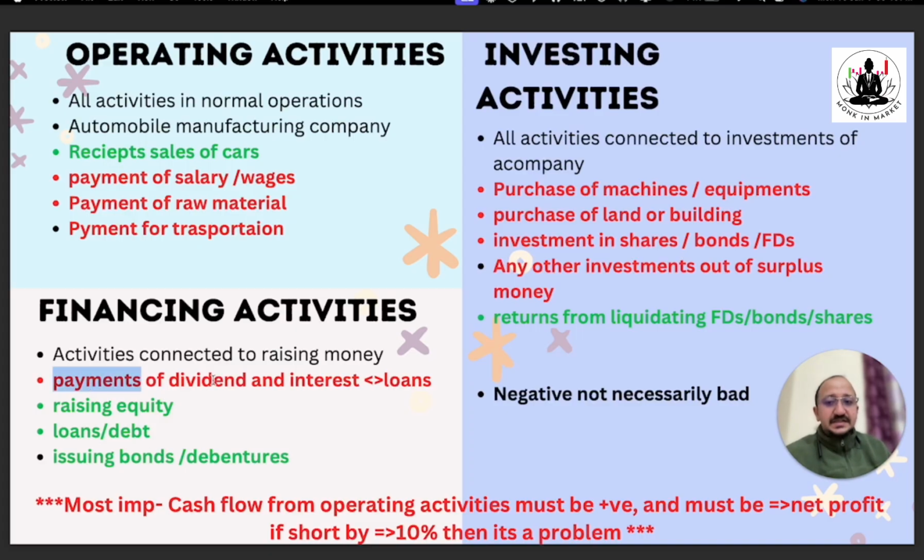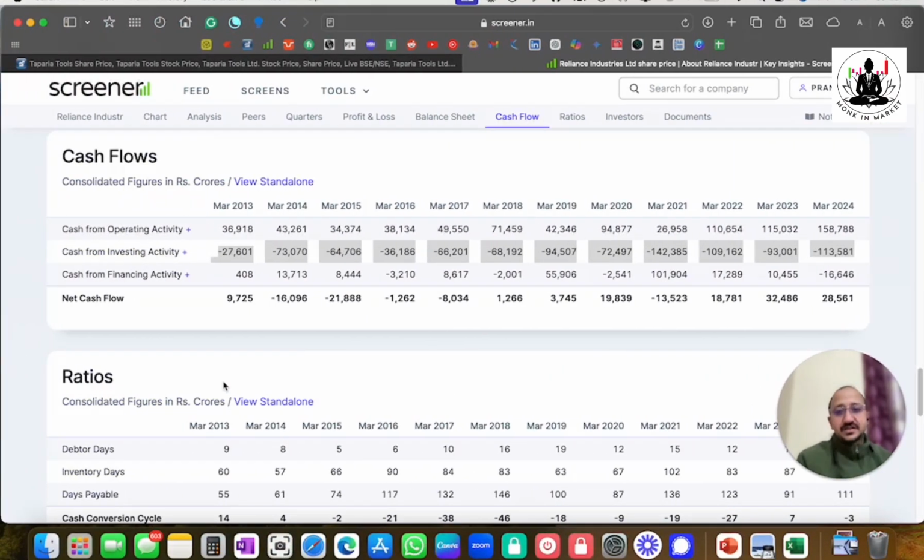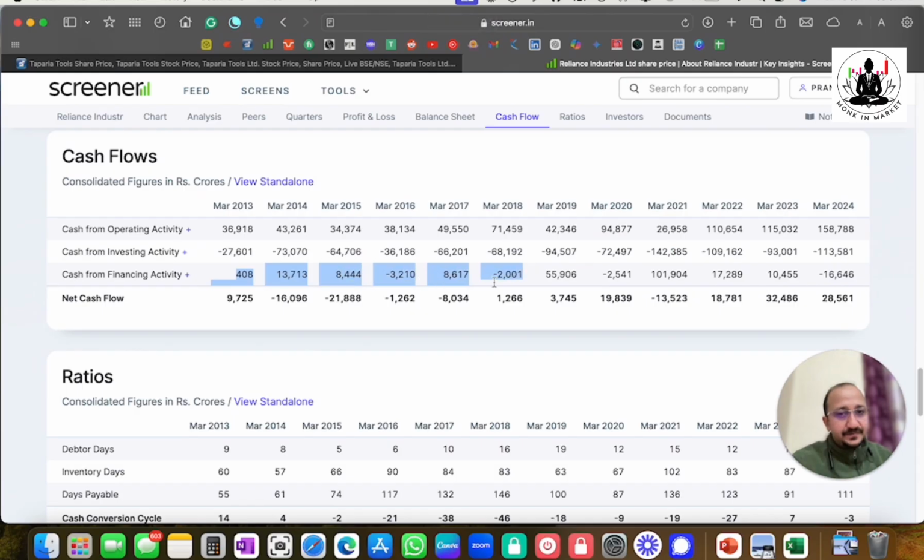But if it is red color, it means negative over here, or it could be that I am repaying the money, or I am giving the dividends. So, guys, if a company is giving dividends, it's a thumbs up. If a financing activity is negative, we have to check whether the company is repaying the interest on the loans or whether the company is giving dividends.